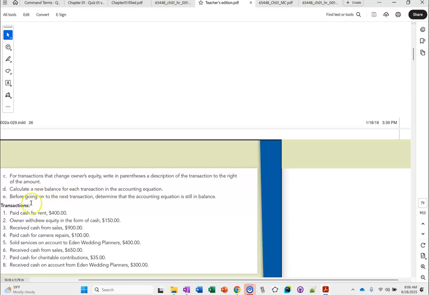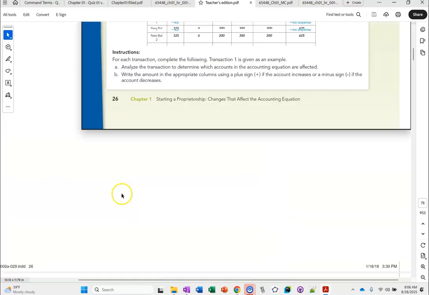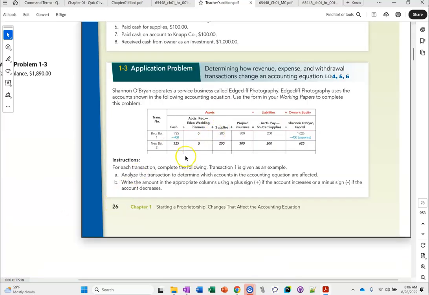Part D says before going on to the next transaction, determine the accounting equation is still in balance. So we'll do a quick little addition. 325 plus 200 plus 300 is 825. 200 plus 625 is also 825. So we're still in balance. Everything is going great. On to the next transaction, then, and repeat the process.